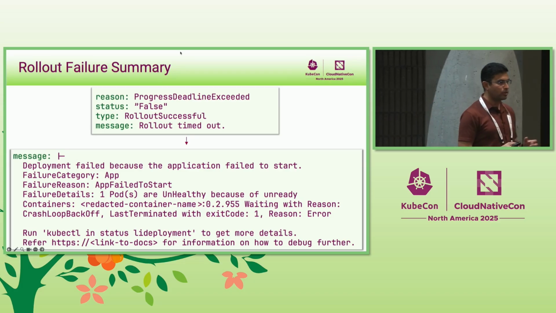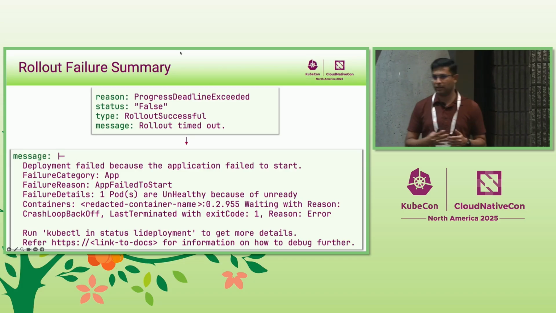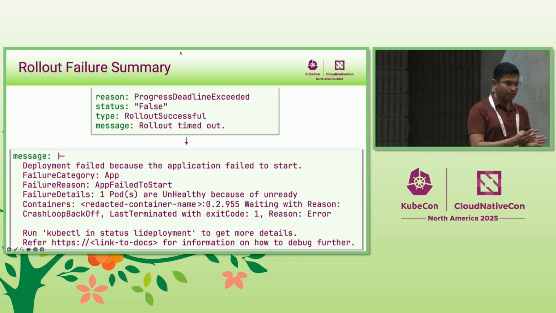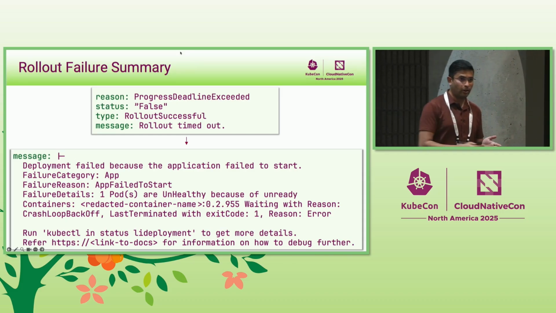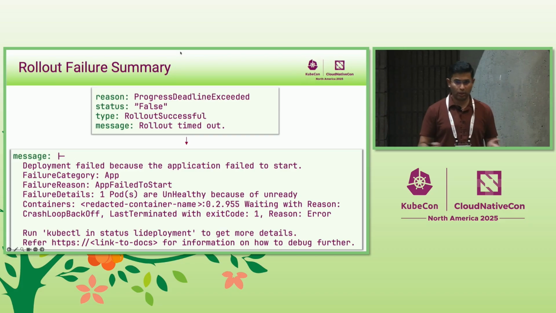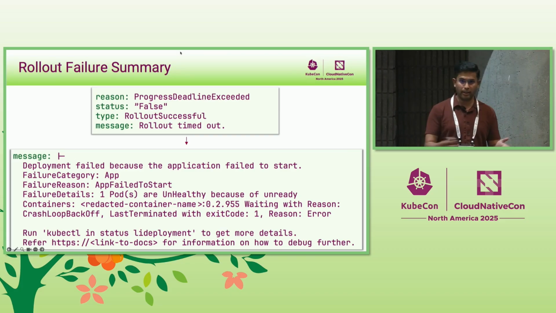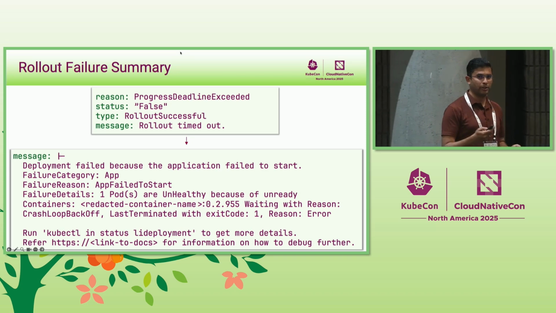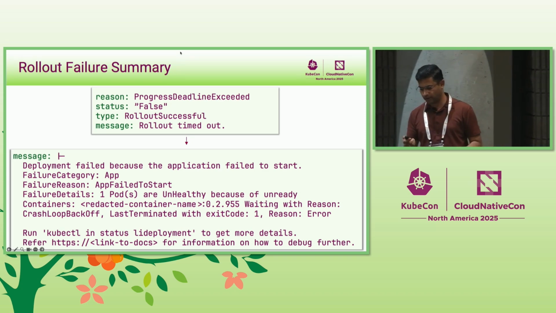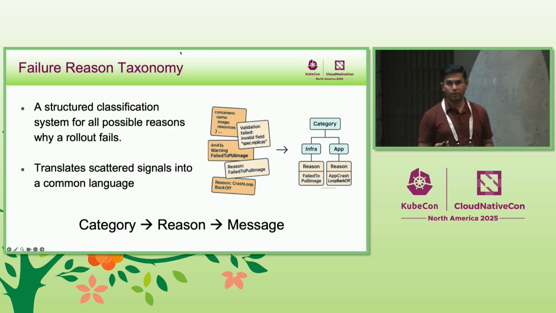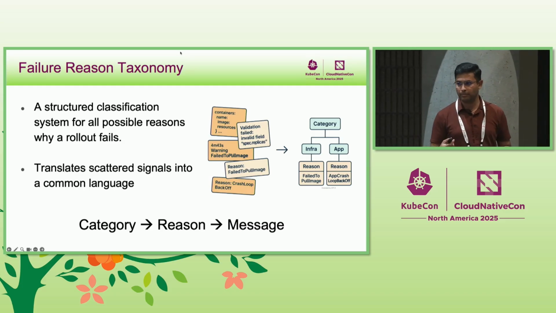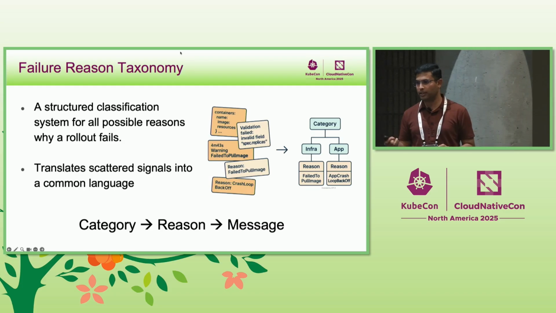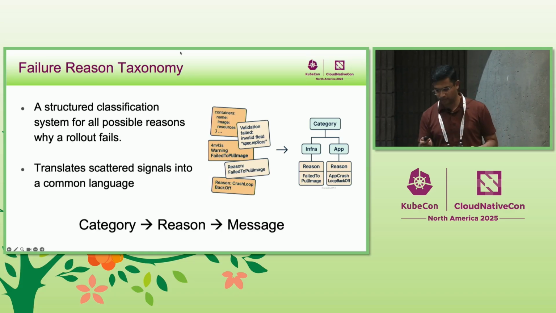Now, if you think about the rollout failures themselves, they can happen across any layer of the stack. Right from where the LI deployment is updated, all the way until the pods are changed, the rollout failure can happen at any layer and anything in between. So we needed a consistent, clear, and plain language to represent any rollout failure. That's when we introduced our own failure reason taxonomy. It's basically a structured classification system for any possible reasons why a rollout could fail.